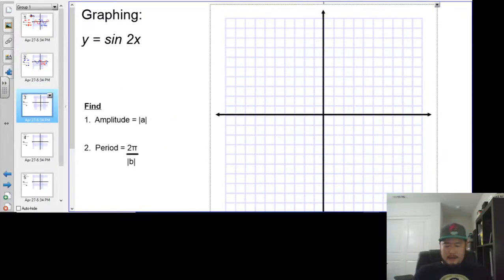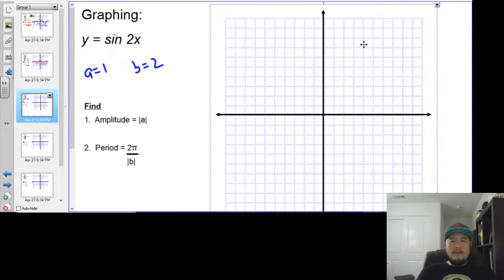Let's go ahead, take a look at our next example right here. So this time we have a few differences, few challenges. We are looking at the equation y is equal to sine 2x. On this one right here, a is equal to 1, and this time b is actually different, and it's going to be equal to 2.